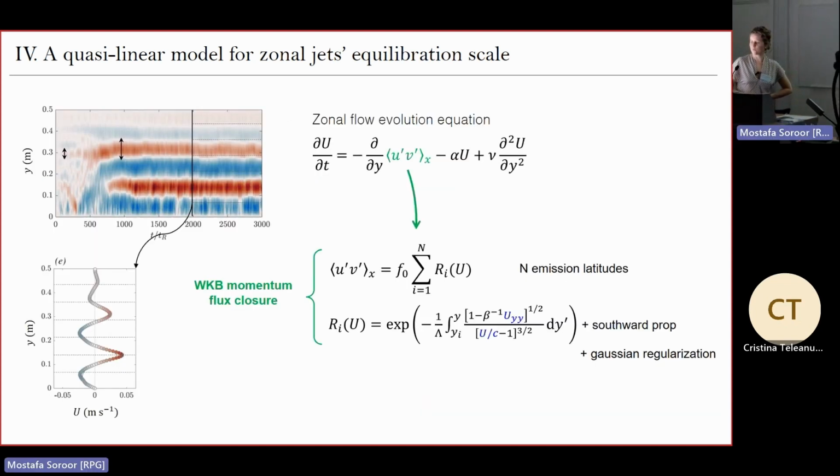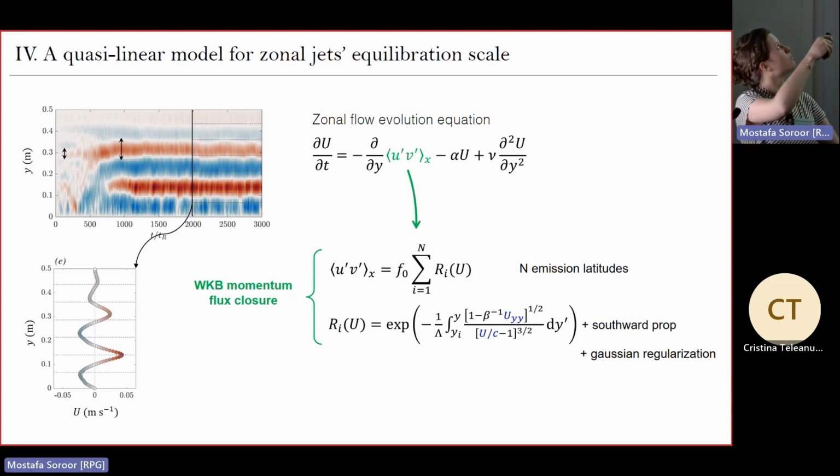Okay, so we have this expression for our Reynolds stresses. It only depends on U, the zonal flow, and parameters of the system. So we can put it back in the zonal flow evolution equation, and I have a closed equation for U. I can integrate this equation through time, and I'm doing so here by taking periodic boundary conditions in Y.